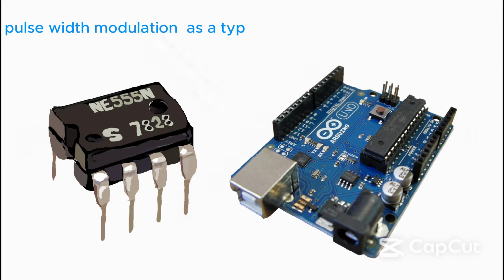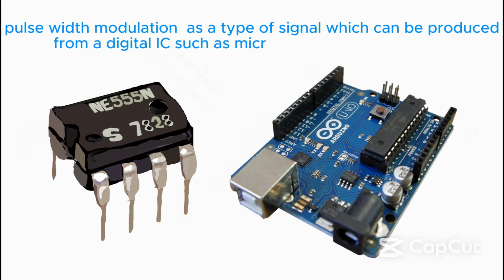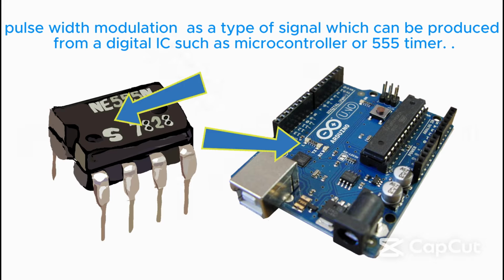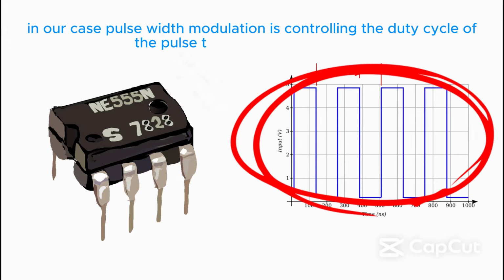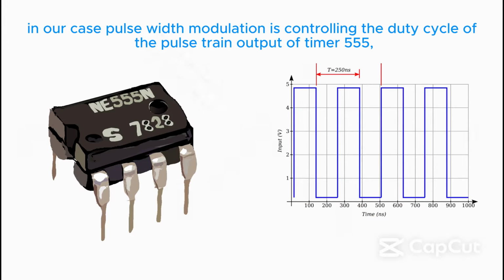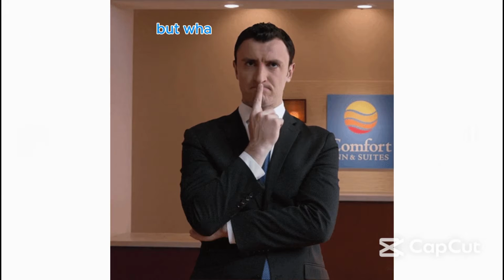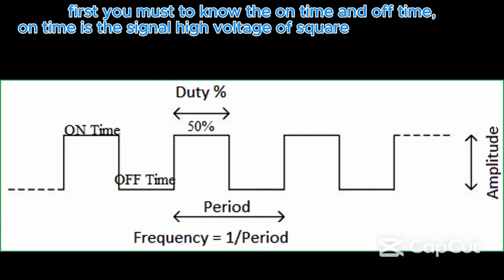Pulse width modulation is a type of signal which can be produced from a digital IC such as a microcontroller or 555 timer. In our case, pulse width modulation is controlling the duty cycle of the pulse train output of timer 555. But what is the duty cycle? First you must know the on time and off time.